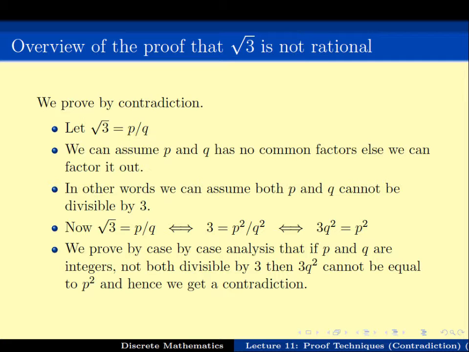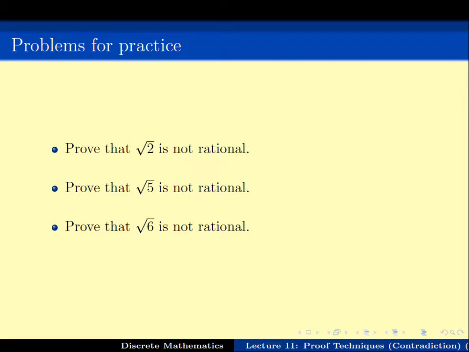Now there are lots of similar problems that can be asked. Particularly, leave the following 3 problems as practice problems. Namely, prove that square root 2, square root 5 and square root 6 are not rational numbers. So none of these 3 are rational.